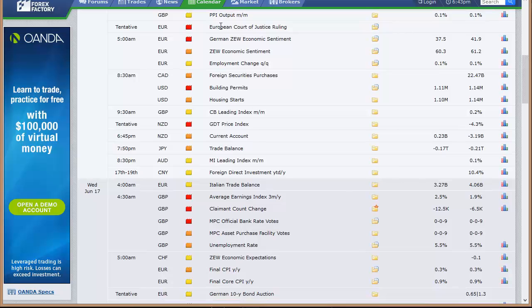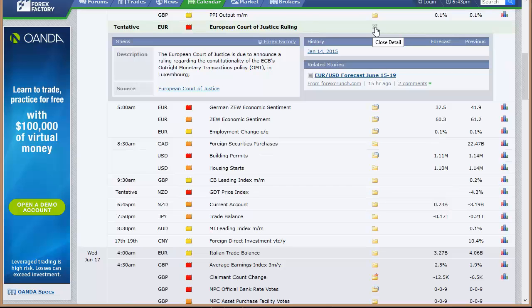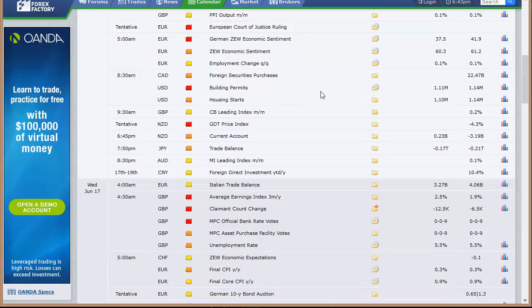Let me see something real quick here. They are due to announce a ruling regarding the constitutionality of the ECB's outright monetary transaction policy. So evidently this is a big enough deal that they've decided to put this European Court of Justice ruling as an economic point, even though we don't know the exact time of day, of course, it'll be released. So evidently that's expected to have an impact on the currency market.